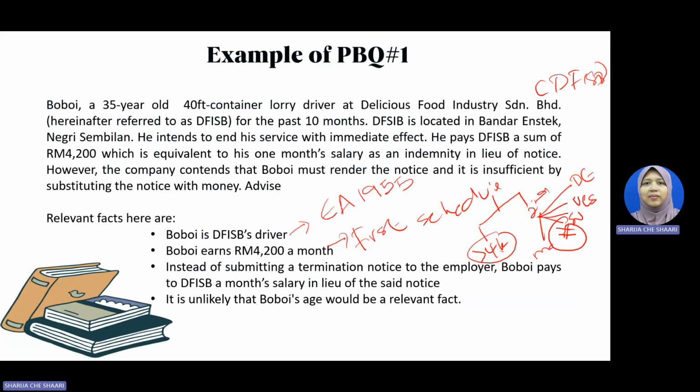So you need to argue that in your answer. And then now the fact is, can Boboy just pay an amount equivalent to his 1 month's notice? His age is not material here.